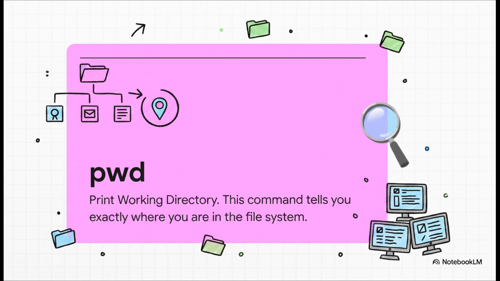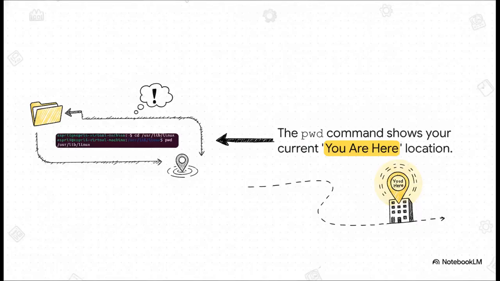Just think of it as the big red "You Are Here" dot on a mall map. It stands for Print Working Directory, and it does exactly what it says. It shows you your current location in that big file tree. And here's the perfect example of it in action. The user types pwd, and the system just spits back /usr/lib/linux. There's no guessing, no confusion. It tells you your exact address right then and there.